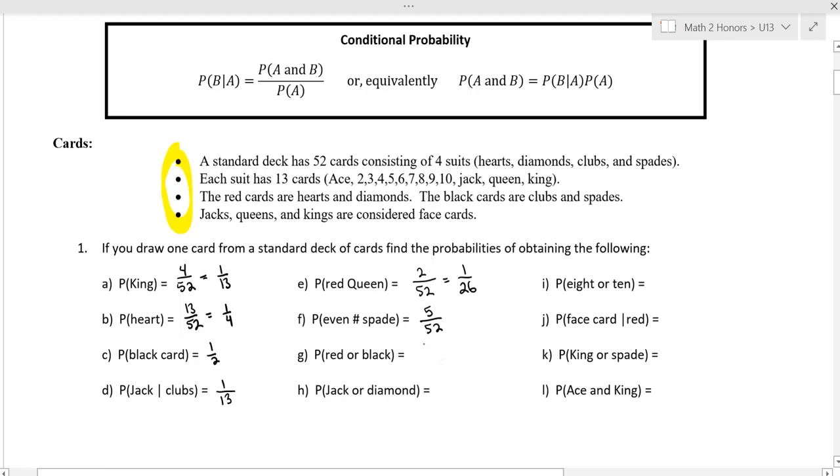Probability of red or black. Well, all 52 cards are red or black out of all 52. So if you pick a card, you're going to get red or black. We're not talking about jokers here.